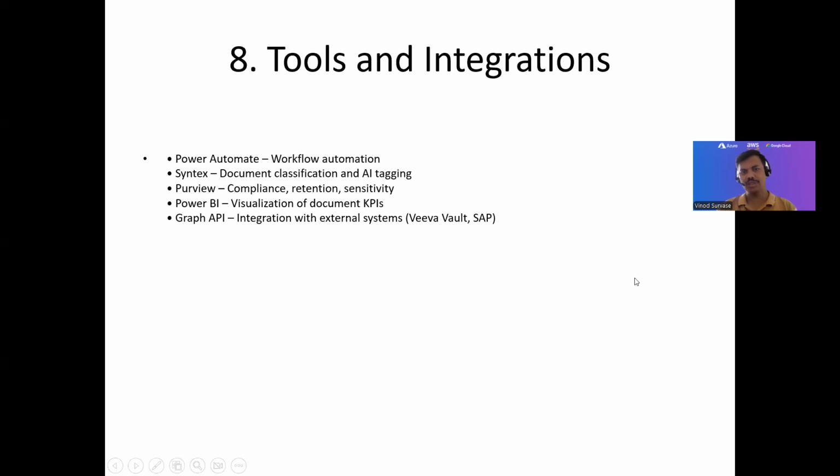Each of these tools is available for different scenarios, including workflow automation, document classification and tagging, compliance, retention, and sensitivity labeling, visualization of documents and KPIs, along with integrations with external systems, including SAP and other systems.